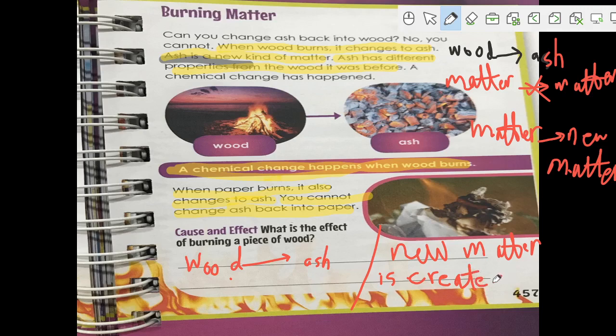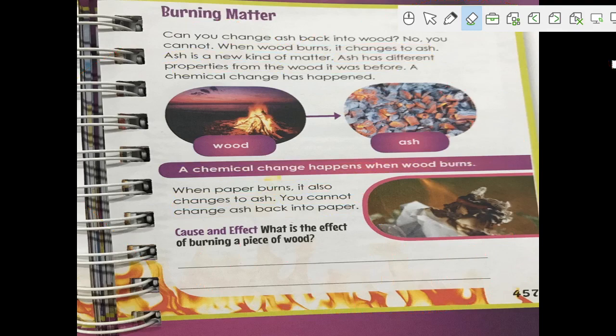So ash is created, or new matter is created. So this is chemical change. What is the effect of burning a piece of wood? Ash is created, and we cannot return the ash back into what? Into wood or into paper.